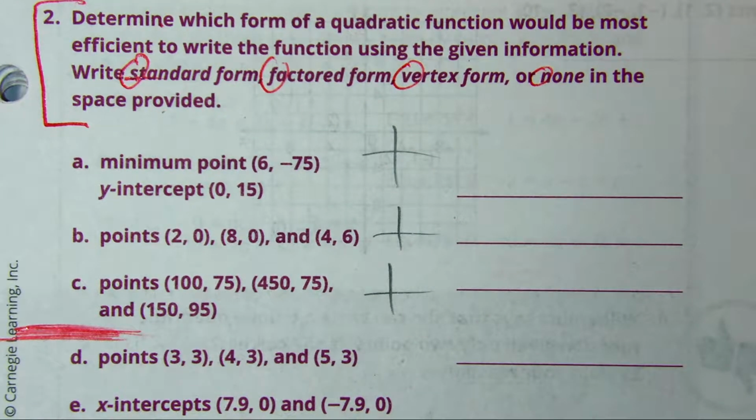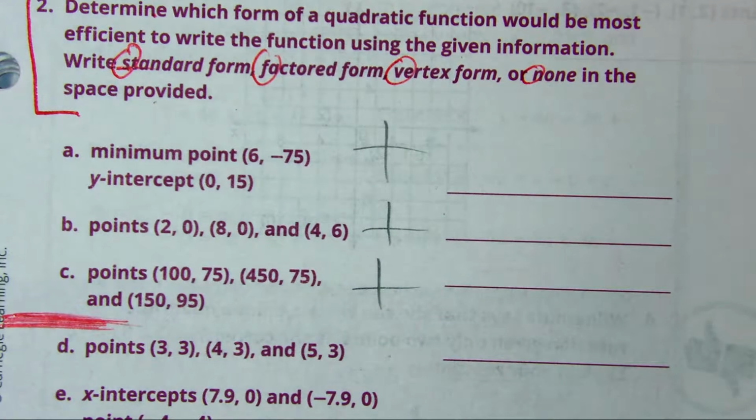Tina, what keyword gives it away on part A? Minimum point. Minimum. Or y-intercept, actually. Which one? Y-intercept. She says y-intercept. Thumbs up, thumbs down.